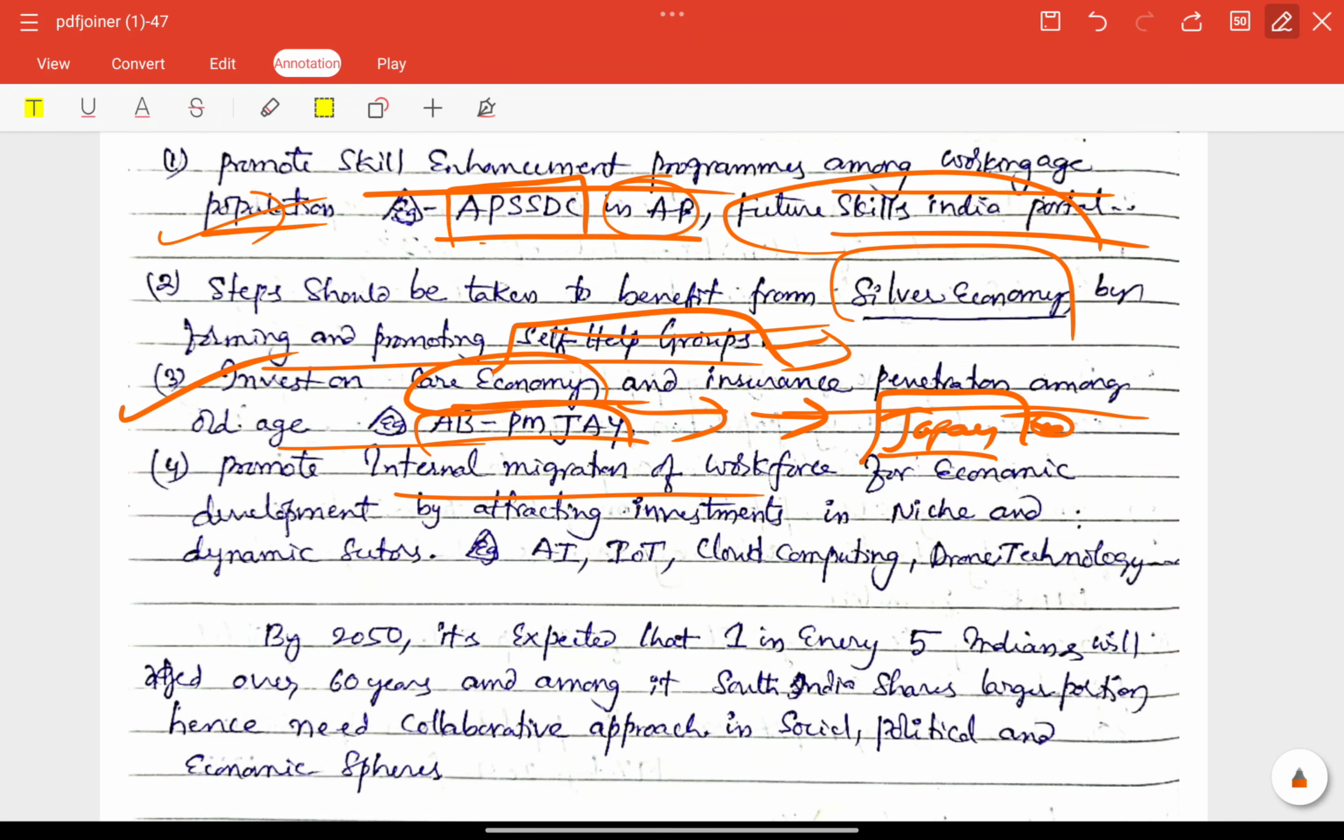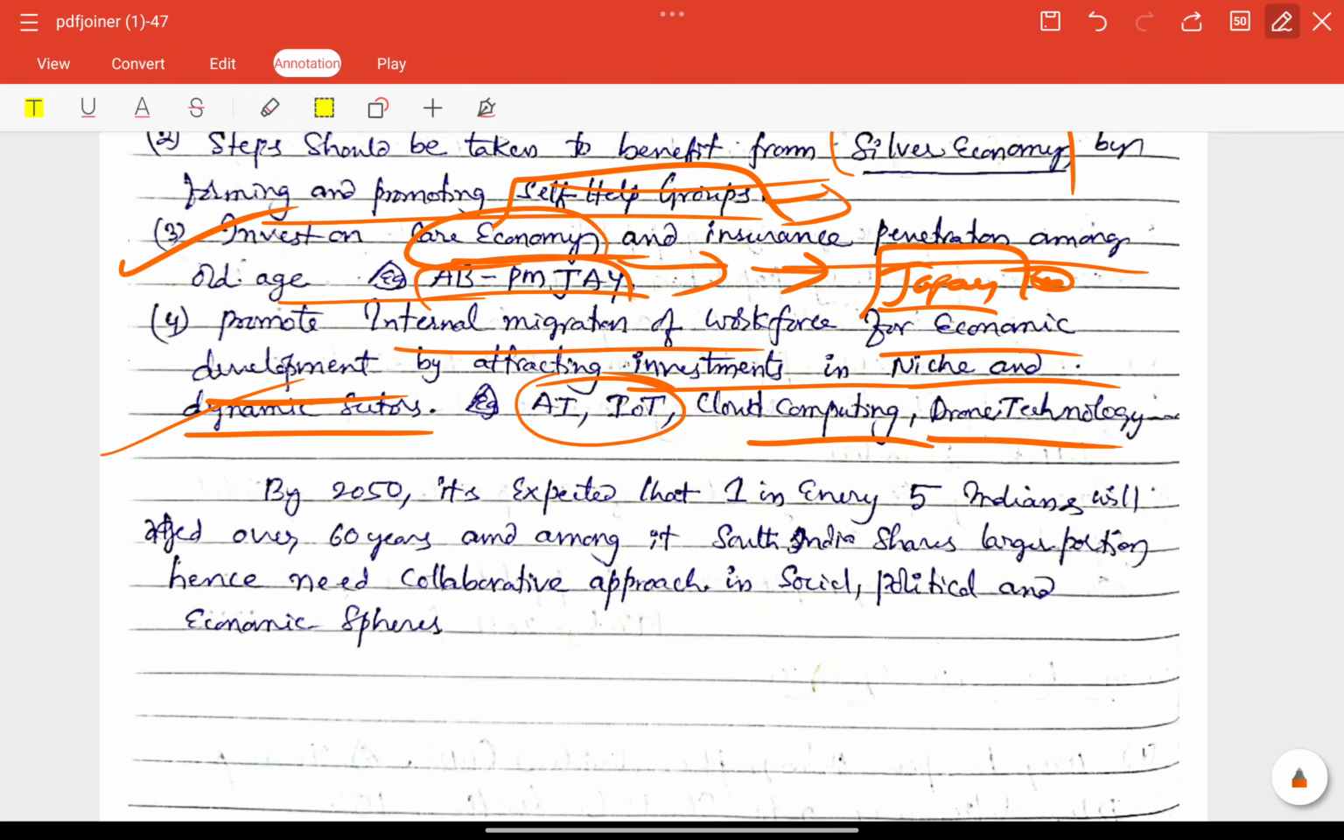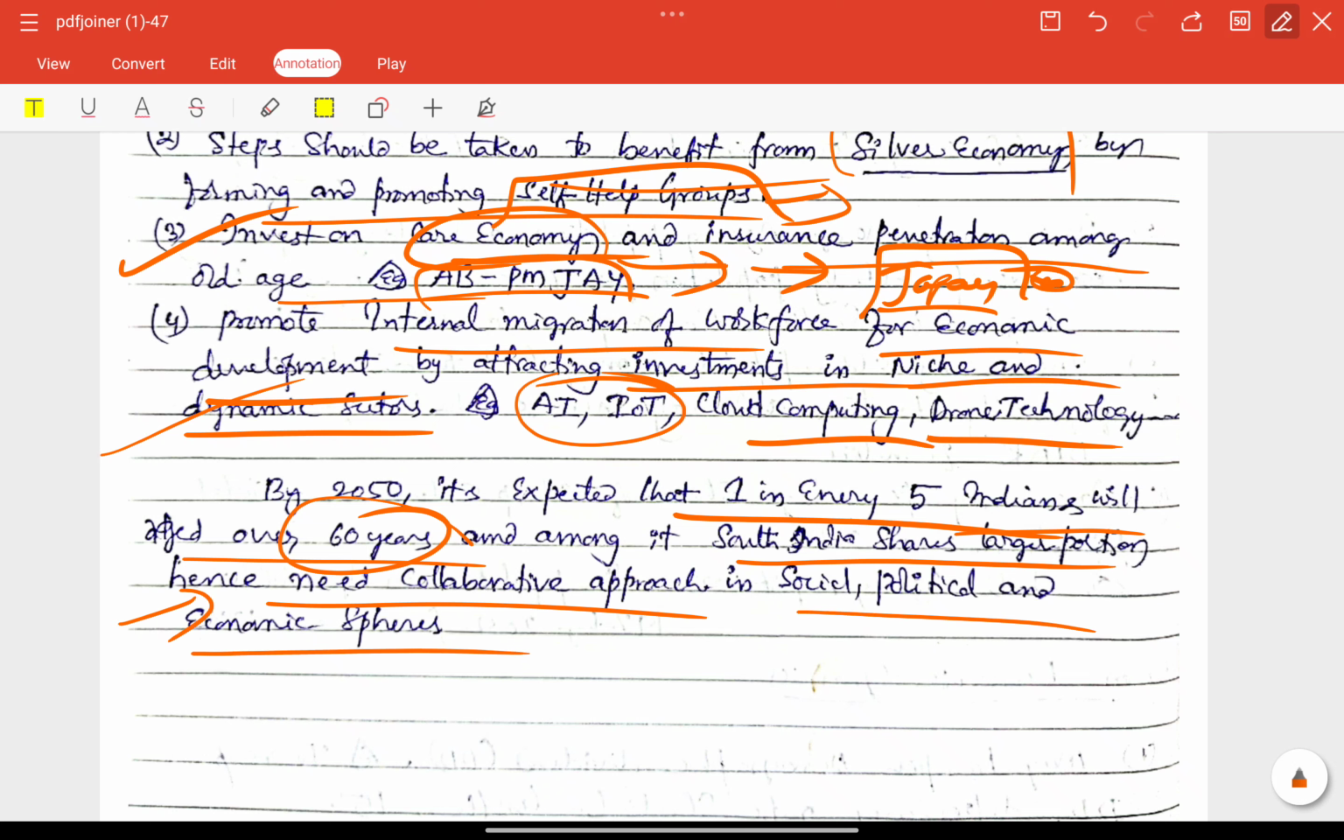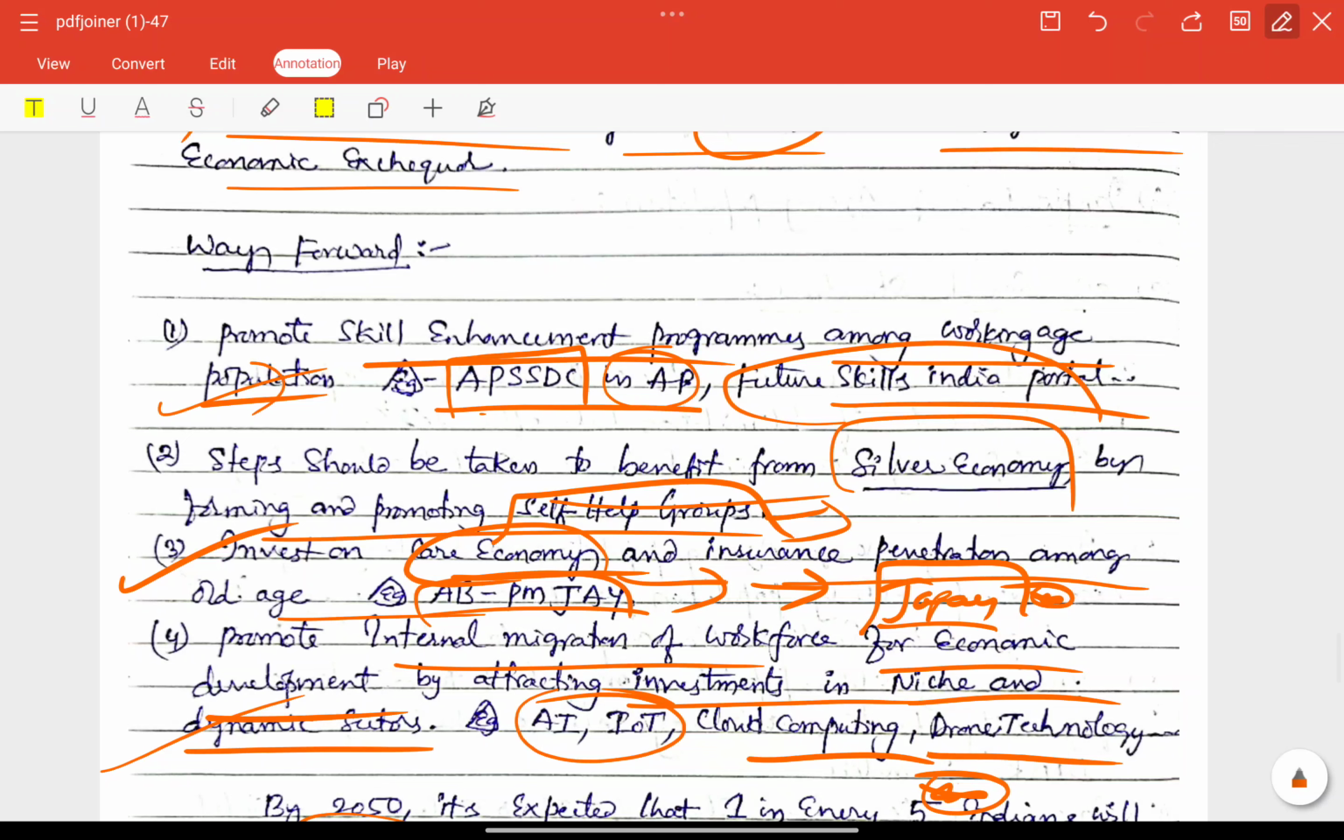Promote internal migration of workforce for economic development by attracting investments in niche and dynamic sectors, especially artificial intelligence, IoT, cloud computing, and drone technology also included. Very good. So finally, by 2050, it's expected that 1 in every 5 Indians will age over 60 years, and among it, South India shows a larger population portion, hence a collaborative approach in social, political and economic spheres is needed. Very good. So here finally including some important data, here ends the question answer, right? Also included so many important way forward suggestions here.